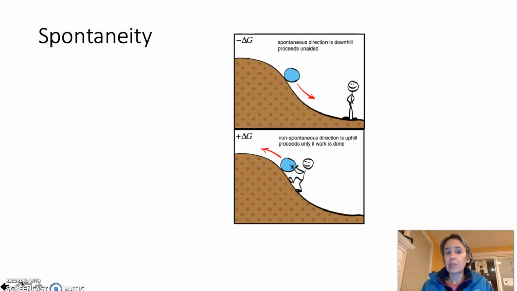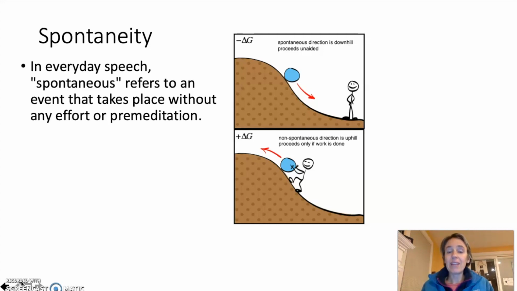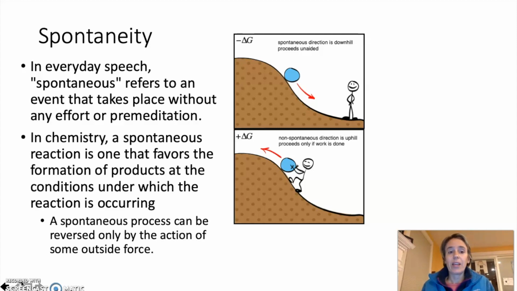And so this is where the concept of spontaneity comes in, and we'll tie it back in a little bit more closely to the chemistry perspective here. In everyday speech, spontaneous means events that just take place without much work. So a ball rolling down a hill, that's spontaneous. In chemistry, a spontaneous reaction is one that favors the products of that reaction under the conditions of that particular reaction. And many of these reactions can be reversed, but that requires some outside force.